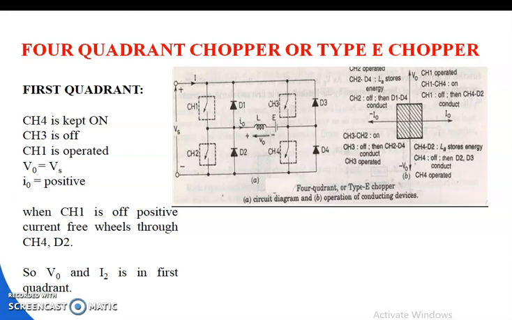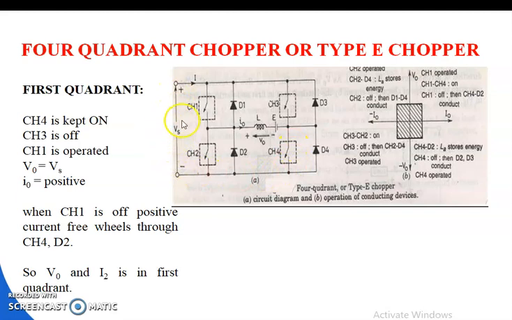Coming to the operation, let us assume that in case 1, CH1 and CH4 are on. In that case, the current starts flowing from the source to the load, following the path CH1, then load, CH4, and returns back to Vs. Whenever chopper CH1 and CH4 are on, the current flows in the direction CH1, L, E, then CH4, and returns back to the source voltage Vs.